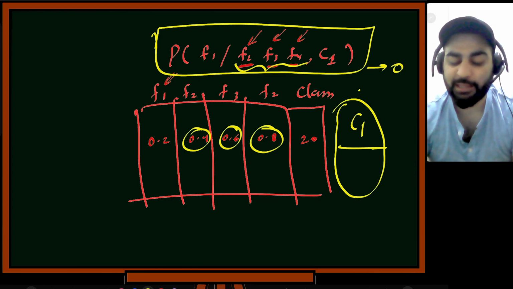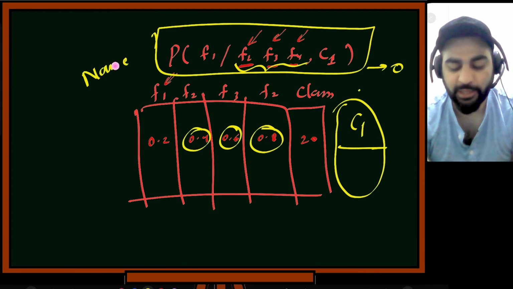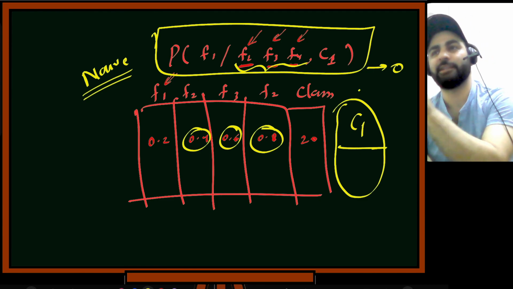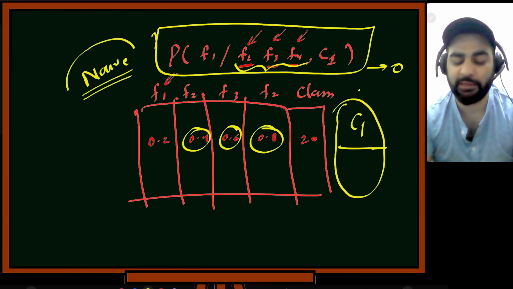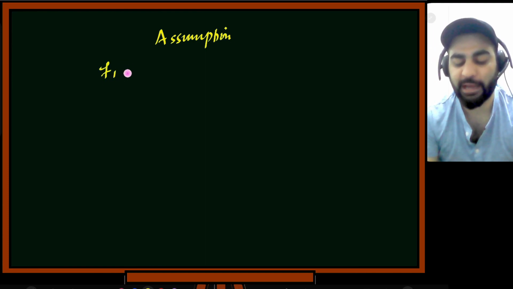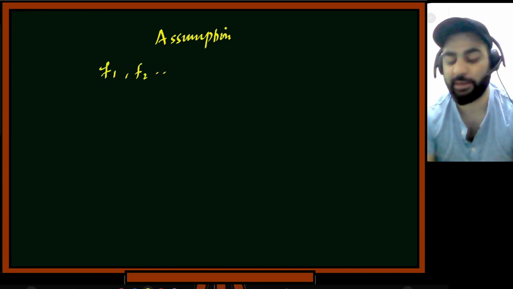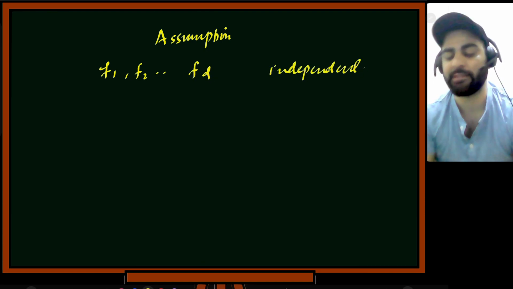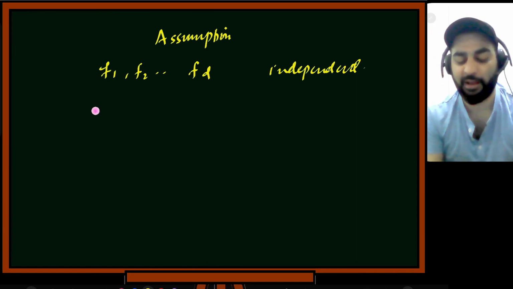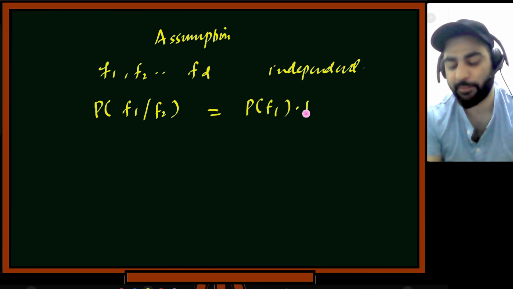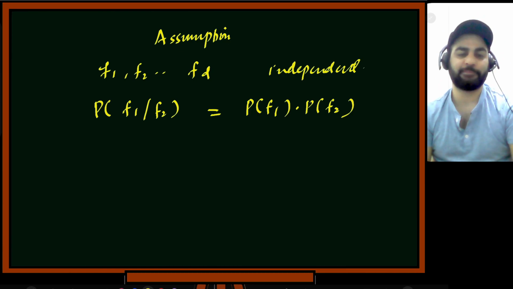So here the naive assumption comes in. It is called the naive Bayes classifier: Bayes classifier because it uses Bayes theorem. So what is the naive thing here? We make an assumption, and the assumption is that these features f1, f2, or maybe x1, x2, whatever we name them, till fd, are independent. That is why we talked about independence in the previous class. So if I have the probability of f1 given f2, what is it equal to? This is equal to the probability of f1 multiplied by the probability of f2. Isn't it like this?